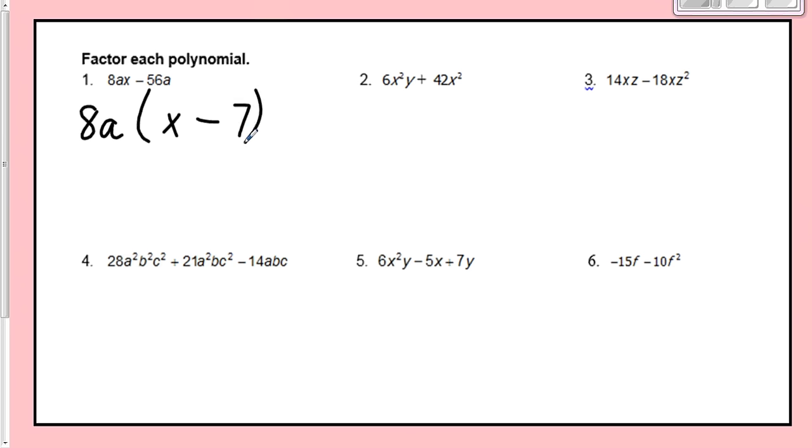Moving on. Number 2, same thing, okay? I'm going to start with my numbers, 6 and 42. What is the greatest common factor of 6 and 42? Well, 6. Okay, that can go into both of them.